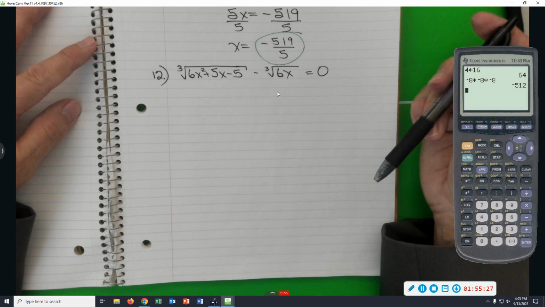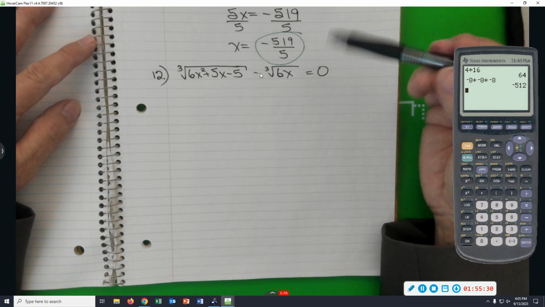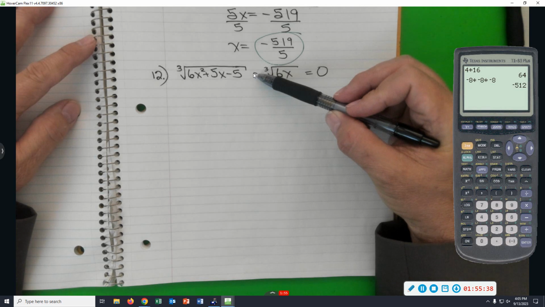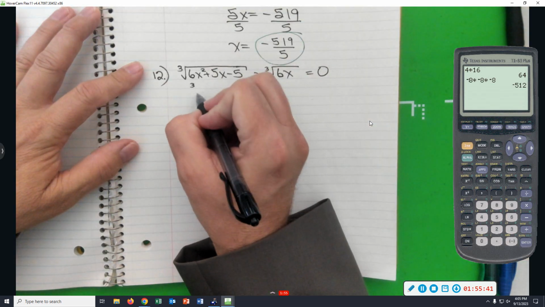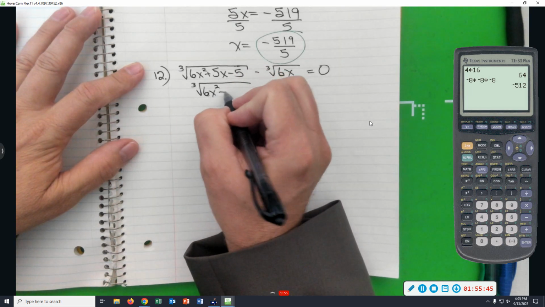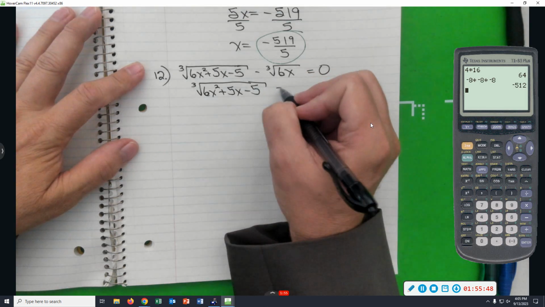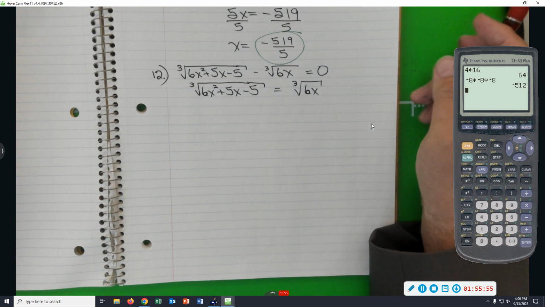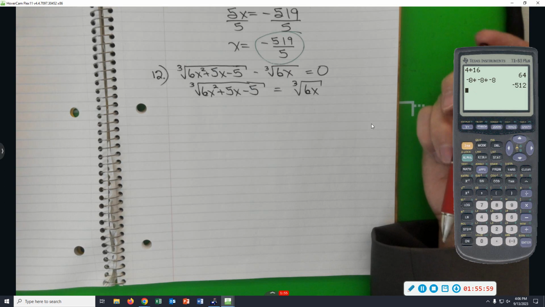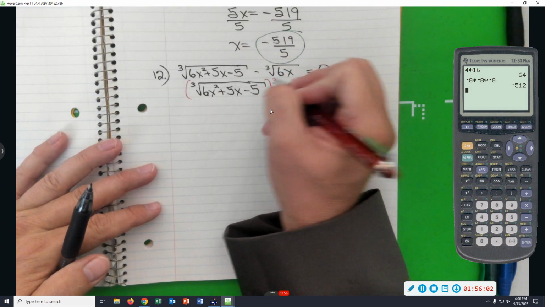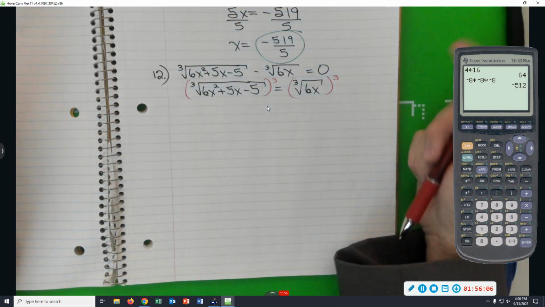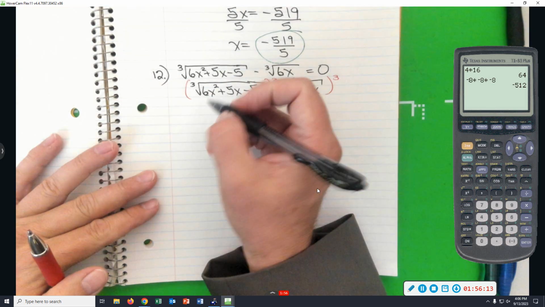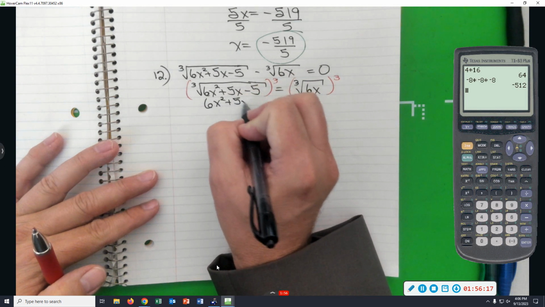Which radical do you think we should move? If we pick up that second one and move it to the right, what's going to happen to that minus sign there? So we're going to have one cube root equaling another cube root. Am I going to have to check my answers at the end? No, because I'm cubing both sides. And then it reduces pretty nicely. The cube undoes the radical, giving us just a 6x squared plus 5x minus 5.